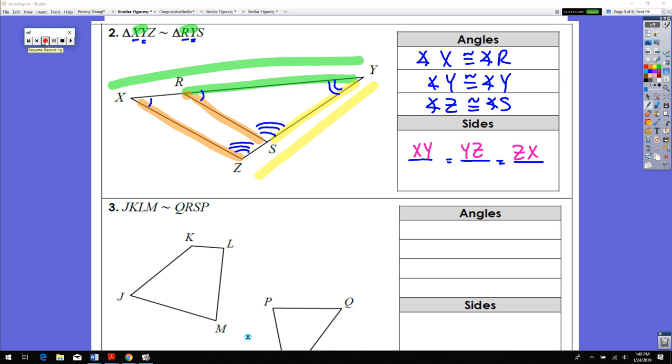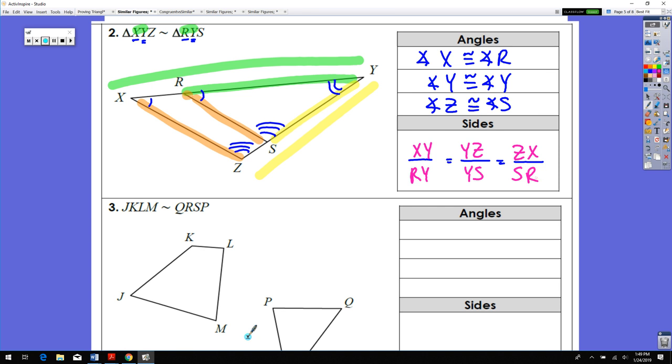Okay, so looking at number 2, this is the setup I have so far. I pulled this just straight from the letters X, Y, Y, Z. So I went XY, YZ, and then ZX. So I'm going to do the same here. RY, YS, and SR. So there is all of my statements there.